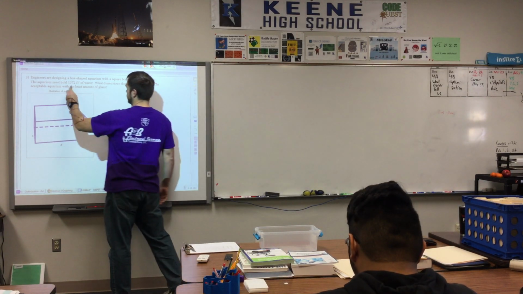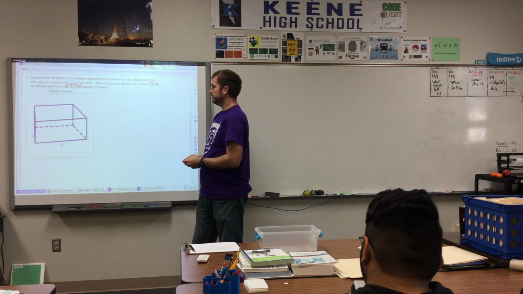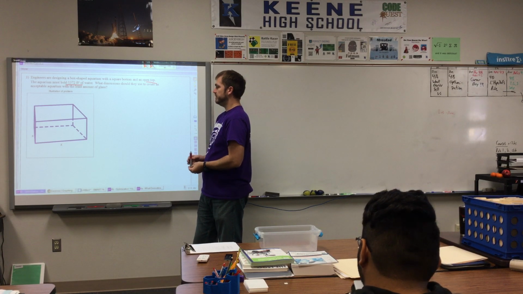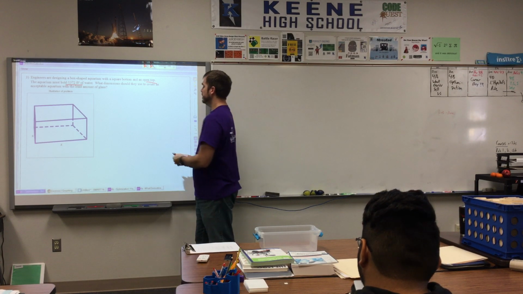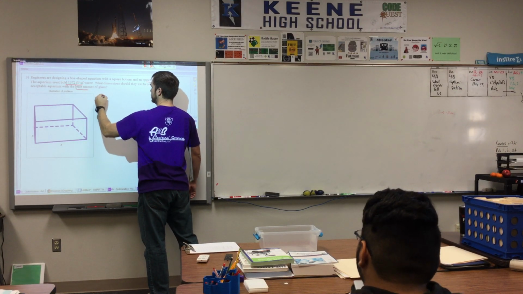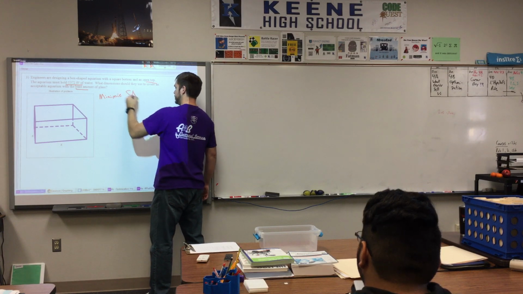The aquarium must hold 1,372 cubic feet of water. What dimensions should they use to create an acceptable aquarium with the least amount of glass? Okay, so what are they wanting us to minimize? Minimize the surface area.